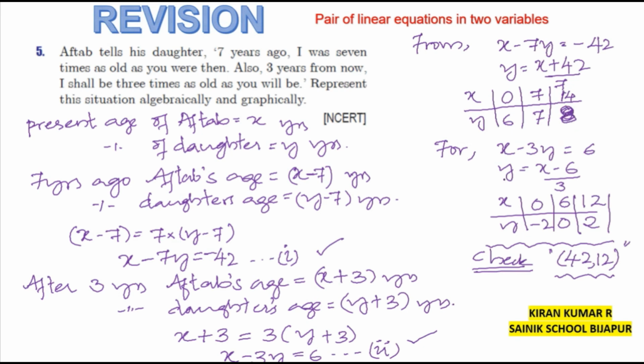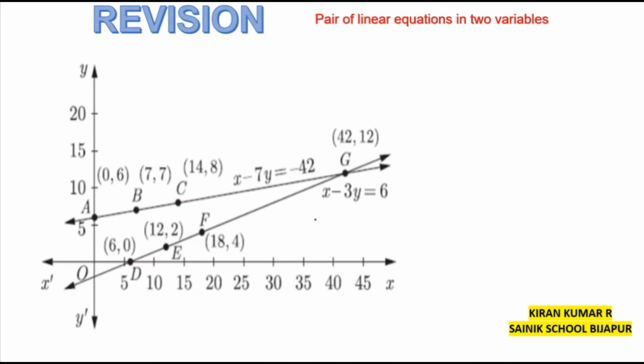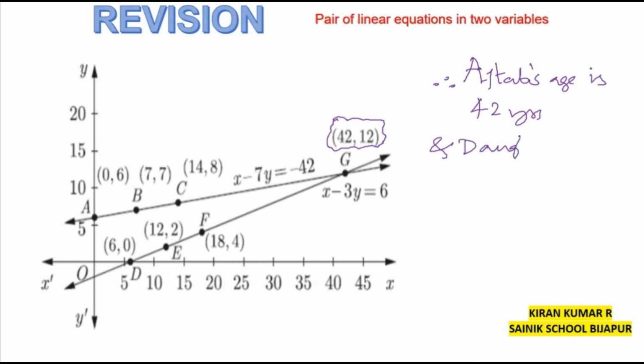I will show you how this graph looks like. You can try this. The graph of the two equations meets at 42 comma 12. So we can conclude that Aftab's age is 42 years and daughter's age is 12 years.